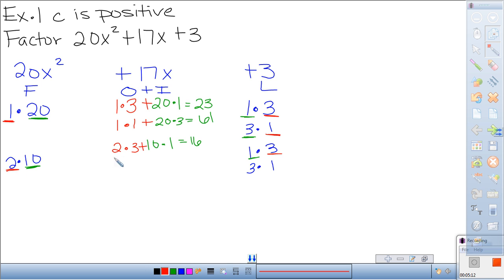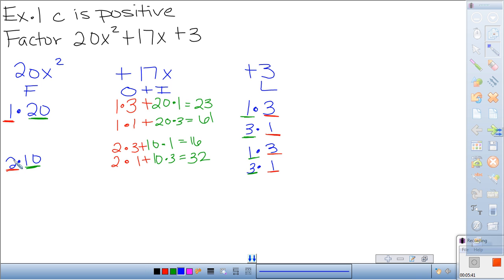2 is still on the outside. 2 times, now 1's on the outside, 2 times 1 plus inner 10 times, now 3 is on the inside, 3. 2 times 1 is 2. 10 times 3 is 30. 30 plus 2 is 32. Still not the number we need. Okay, so we've now exhausted our factors of 3 again with our factors of 2 and 10. So since 2 and 10 didn't work, let's try another pair of factors for 20.